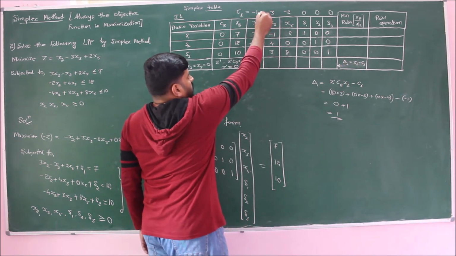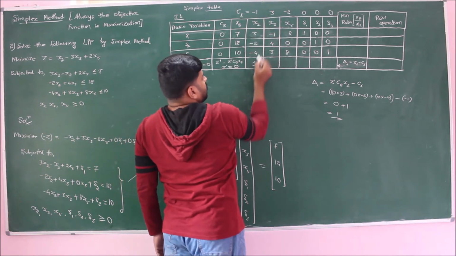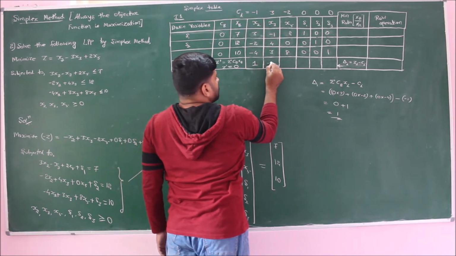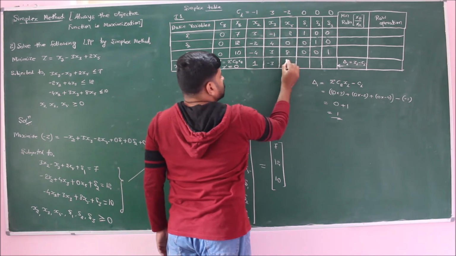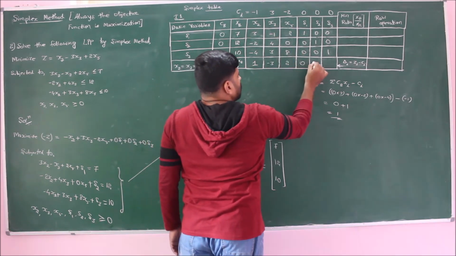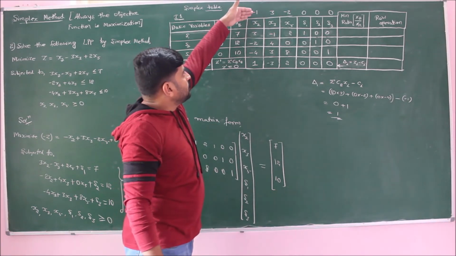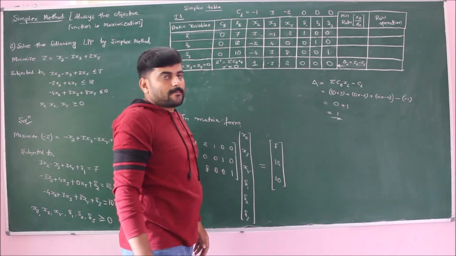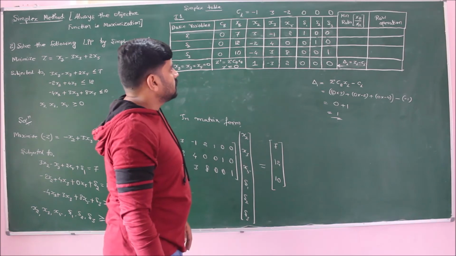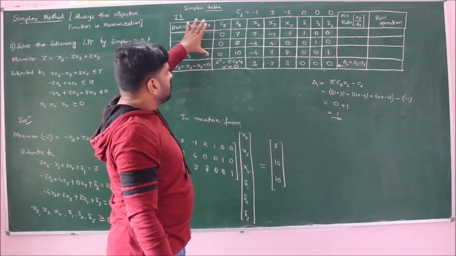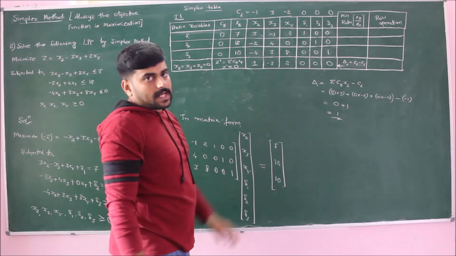So minus 1 into minus is plus 1. 3 into minus 1 is minus 3. Minus 2 will become plus 2. Then 0, 0 and 0. So I multiplied by minus and have entered it. This completes the columns from Cb to S3.